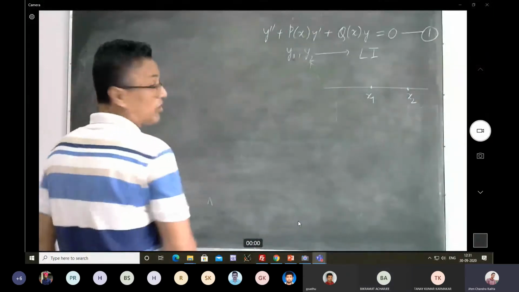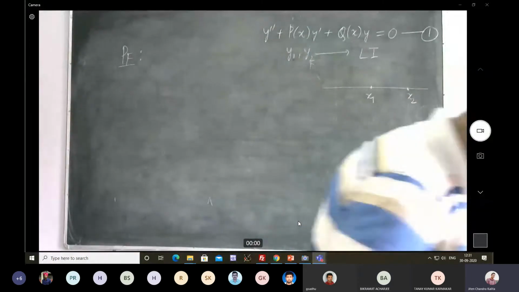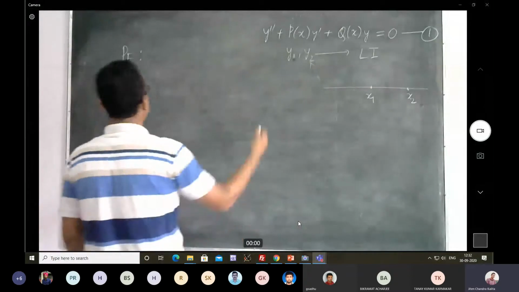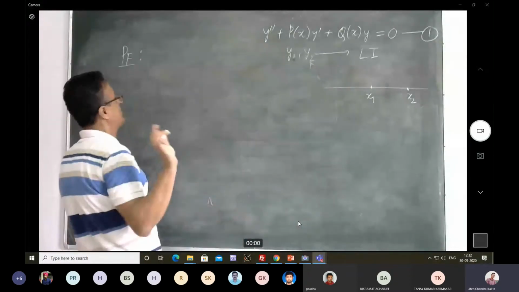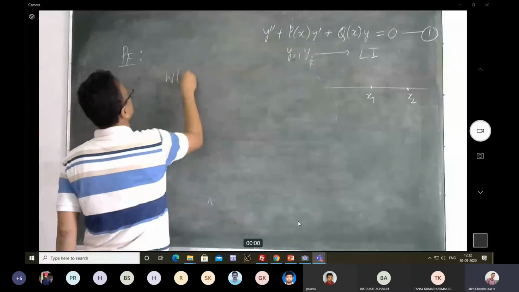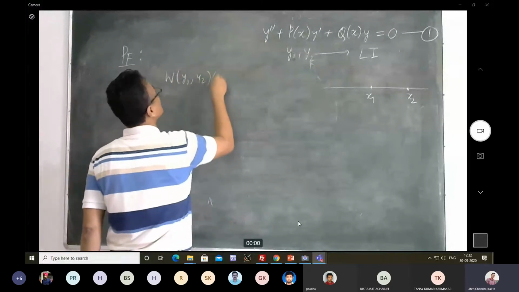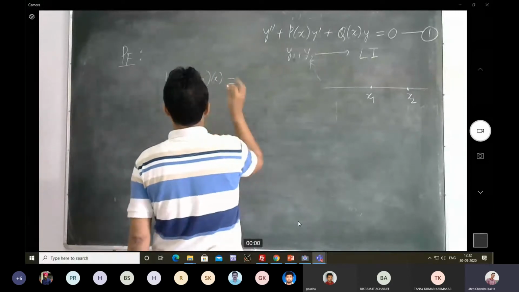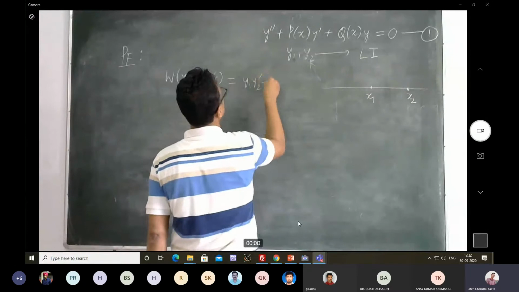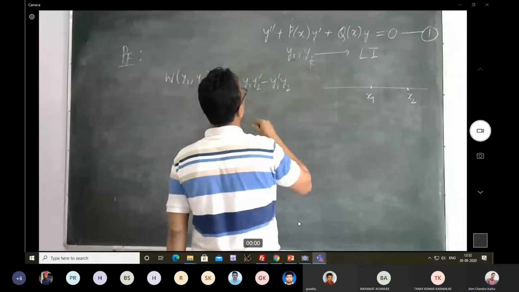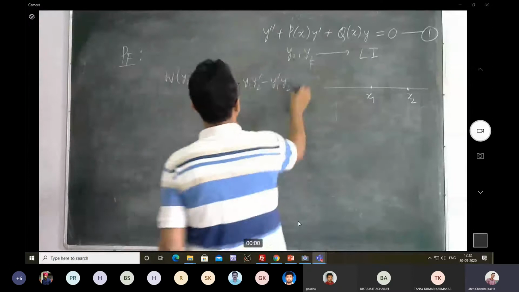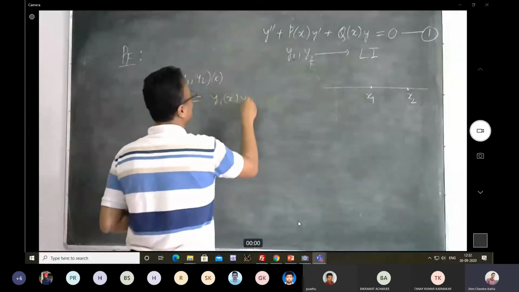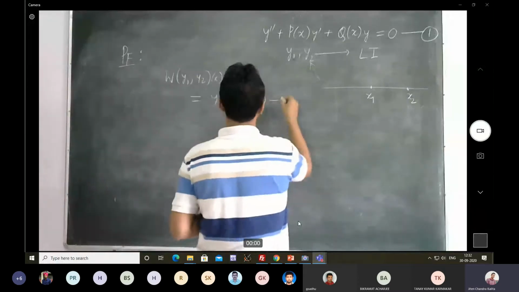Okay, fine. So here we are going to concentrate on the Wronskian. Firstly, let me write down the Wronskian of these functions in the interval of definition. The Wronskian of the functions is simply given by this. It is a function of x, of course. It is y1, y2. Let me write it like this.